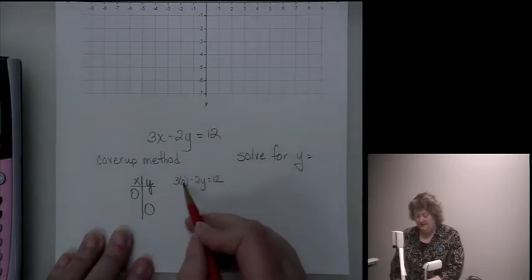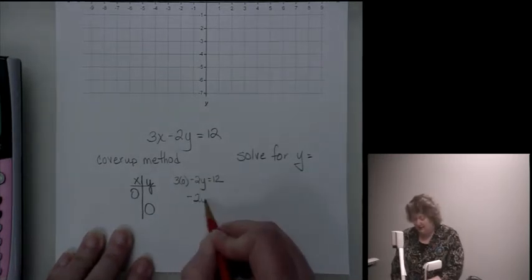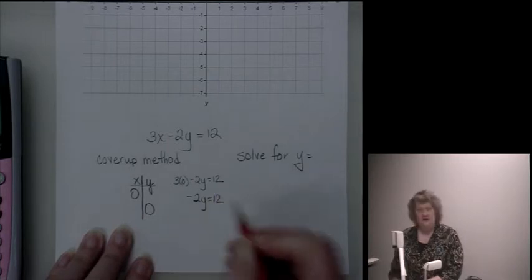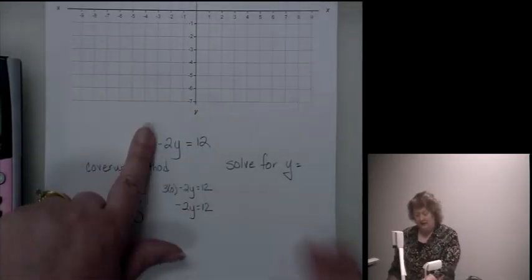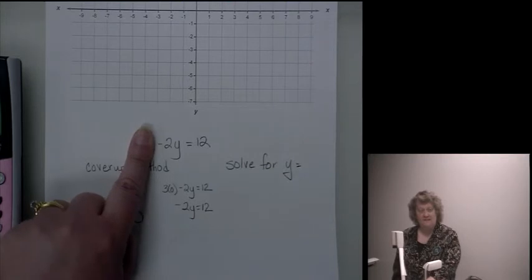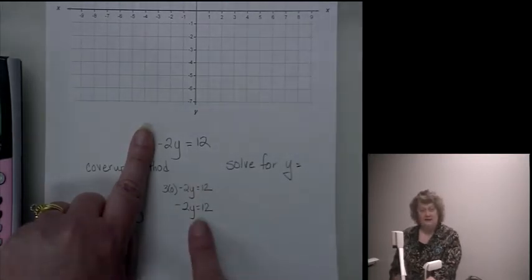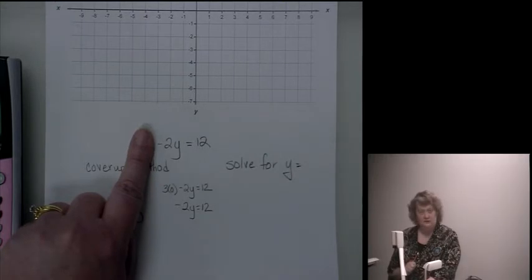And this 3 times 0 is 0. 0 minus 2y just gives me negative 2y equals 12. Well, I can see that really easy if I just cover up the x. Do you see that that's what I've written down here? That's why she calls it the cover-up method. You cover up the x value. So you get negative 2y equals 12.